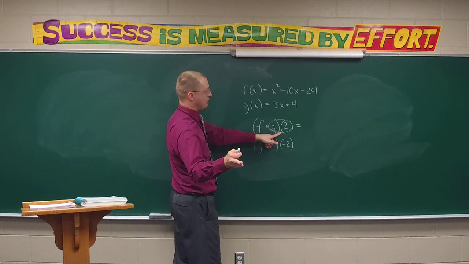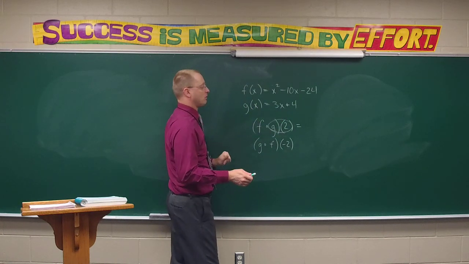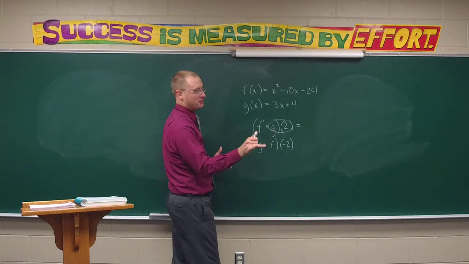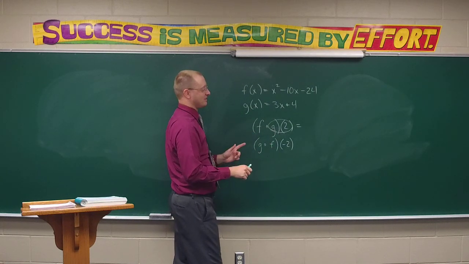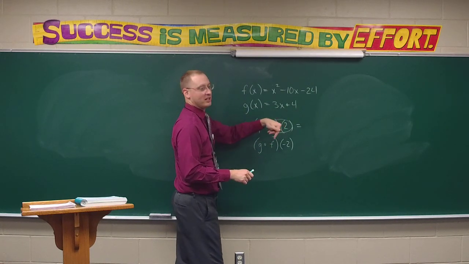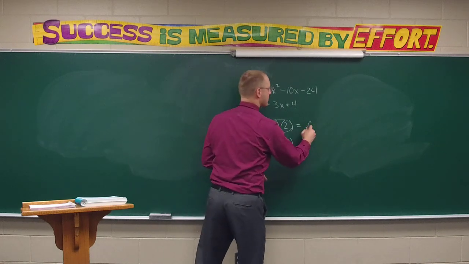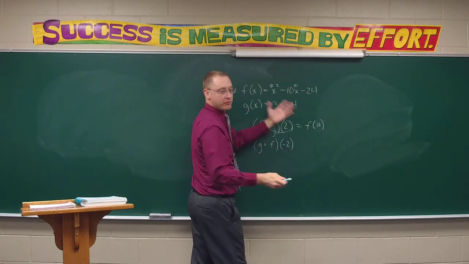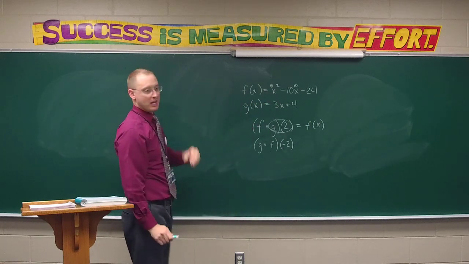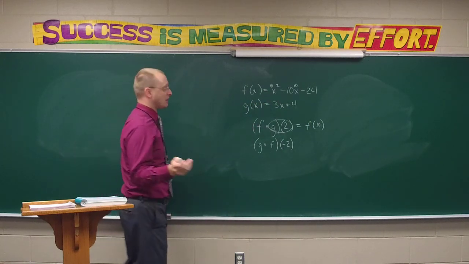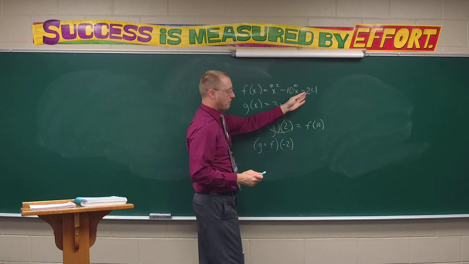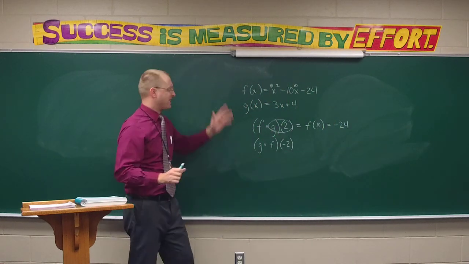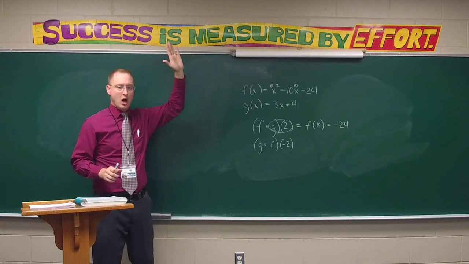Genesis, you can do this in your head. What is g of 2? 3 times 2. 6. Plus the 4. 10. So this becomes f of 10. Now we plug in 10 in the f function. And what do we end up with, class? Negative 24, because we get 100 minus 24 is negative 24. Does that make sense now? I already got the negative 24, by the way.